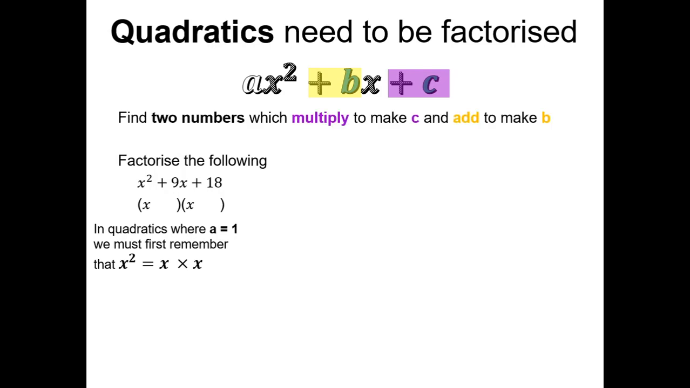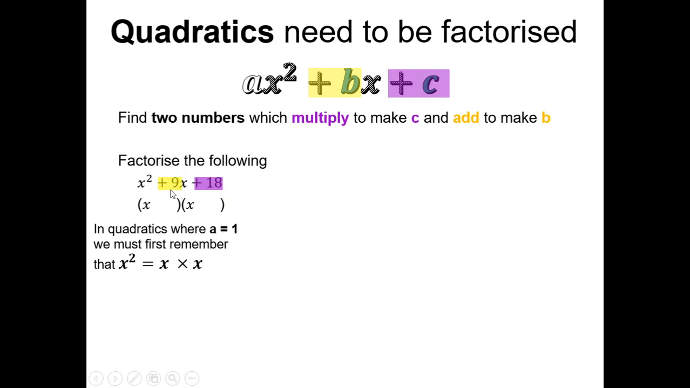Right, now we need to think about our numbers. The numbers that go in these brackets with these x's need to be two numbers which multiply to make c. C is our last number, that's the 18, the one that's on its own, and add to make b. B is our middle number that goes along with the x. Okay, so two numbers that multiply to make 18 and add to make 9.